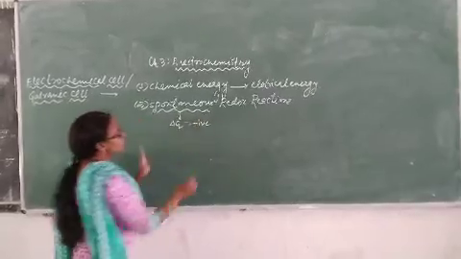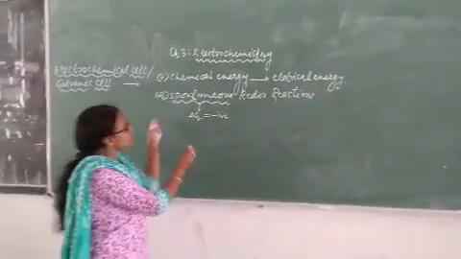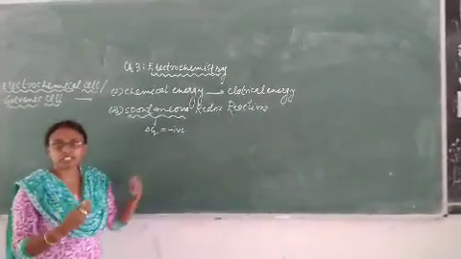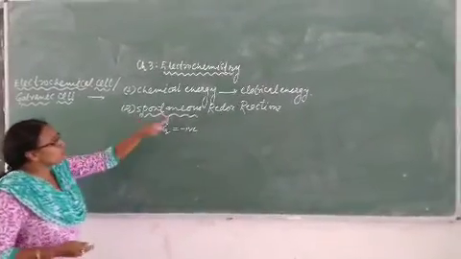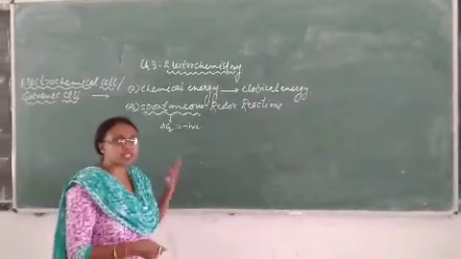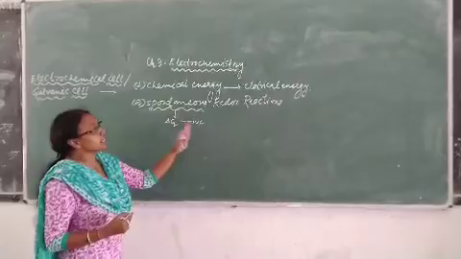Why is delta G negative? This is because when the reaction is a spontaneous redox reaction, it means the reaction takes place on its own and it continues. So during a spontaneous reaction, what happens? The system is losing energy. Since the system is losing energy, we say delta G is negative.